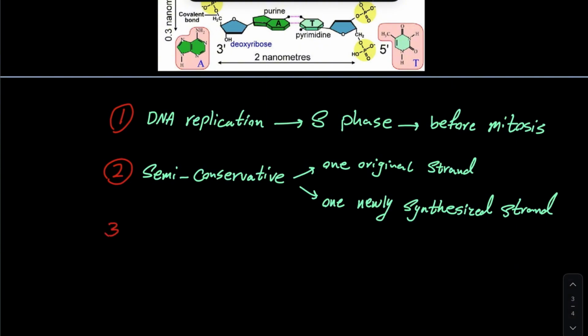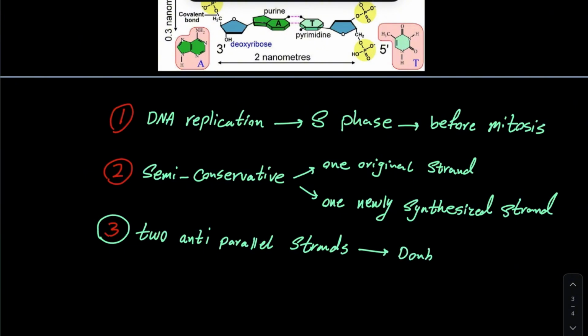Number 3. DNA is made of 2 antiparallel strands arranged in a double helix.